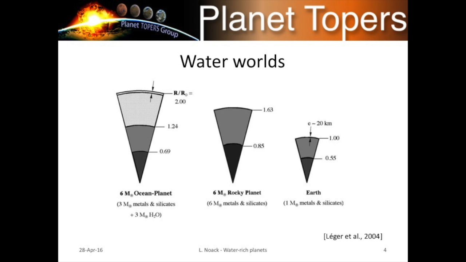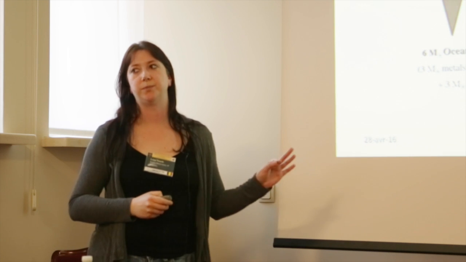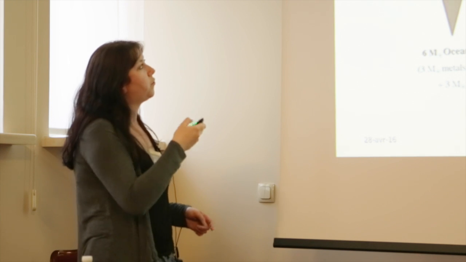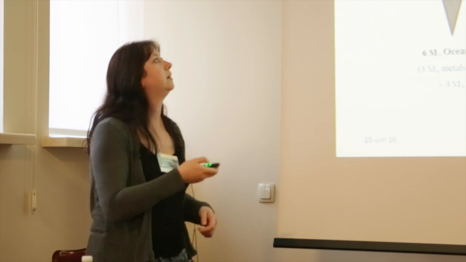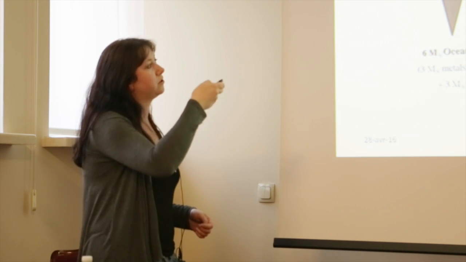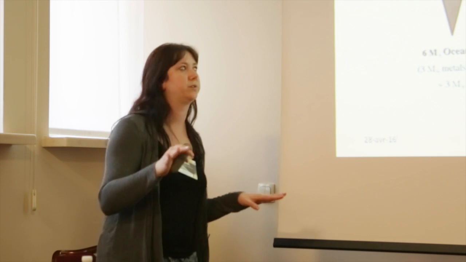These papers were followed by other papers looking, for example, at possible interior structures and compositions of these ocean planets or water worlds. Here, for comparison, is plotted the interior structure of Earth, where we have an iron core and on top a silicate mantle, or a super-Earth with a larger iron core and a larger silicate mantle, or the same case, actually the same mass, but with a substantial amount of water. Because water has a smaller density than rock, and rock has a smaller density than iron, the radius of the planet is much larger than for the super-Earth planet where you have no water at all.